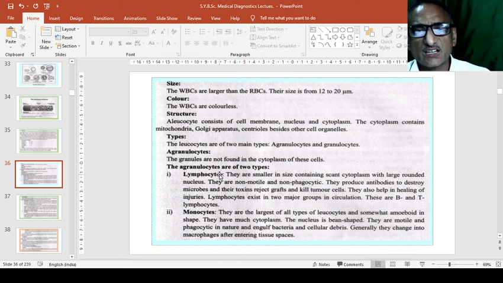The leukocytes are of two main types, the first being agranulocytes. They contain lymphocytes and monocytes. Lymphocytes are larger and non-phagocytic, whereas monocytes are the largest and amoeboid in movement. They show a bean-shaped nucleus, and they are phagocytic, meaning they engulf bacteria and cell debris.